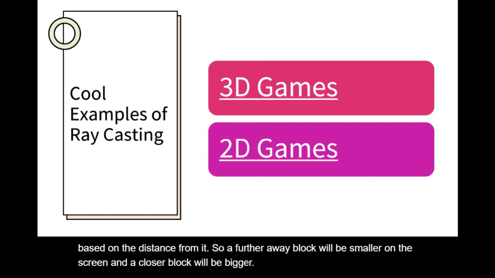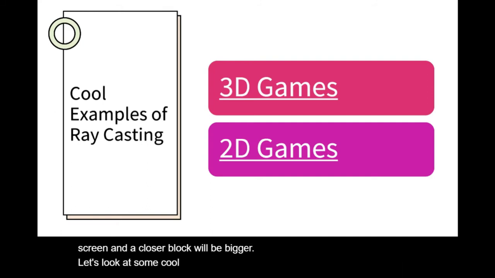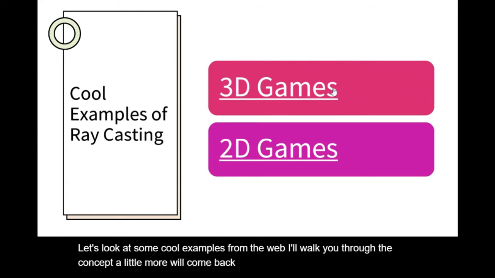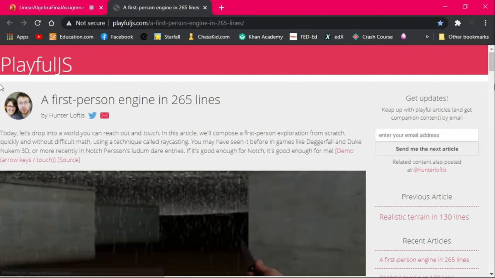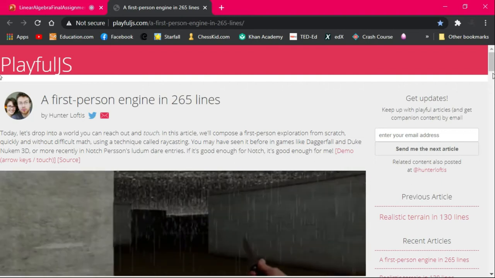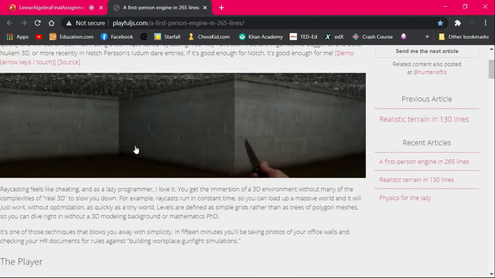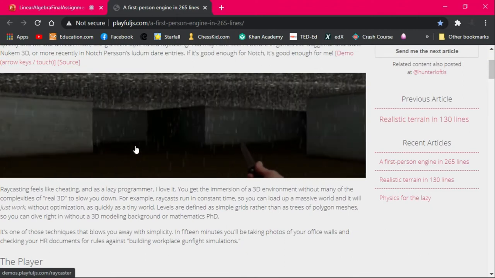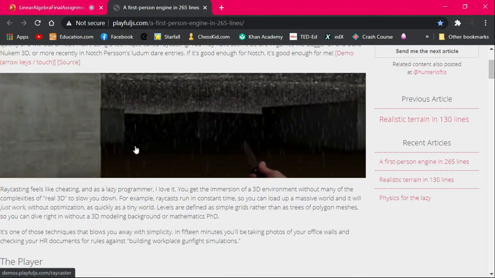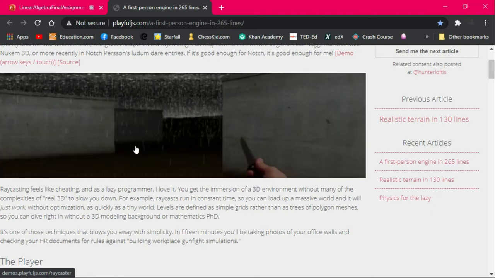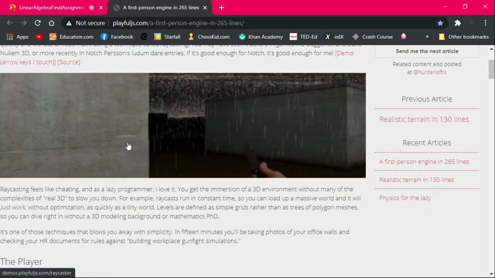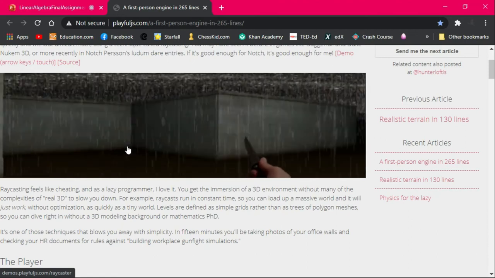Let's look at some cool examples from the web. I'll walk you through the concept a little more and we'll come back here and get into the math. So, first we're going to look at a 3D game. You see the example right here. 3D games are the main use of raycasting. After this, we'll look at how raycasting is used in fun but slightly different ways in 2D.